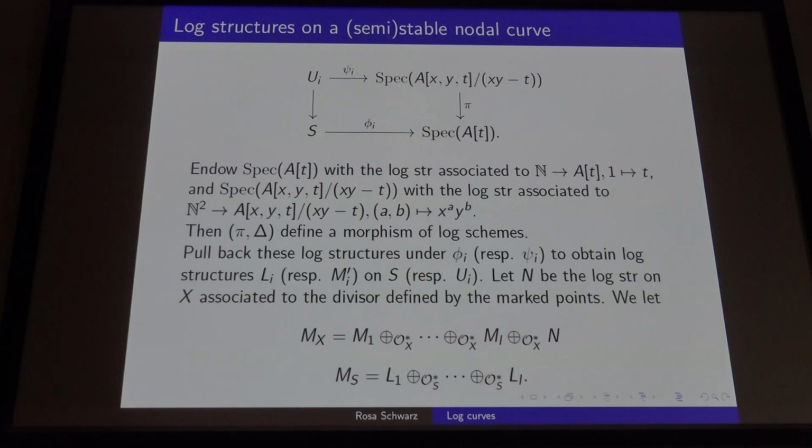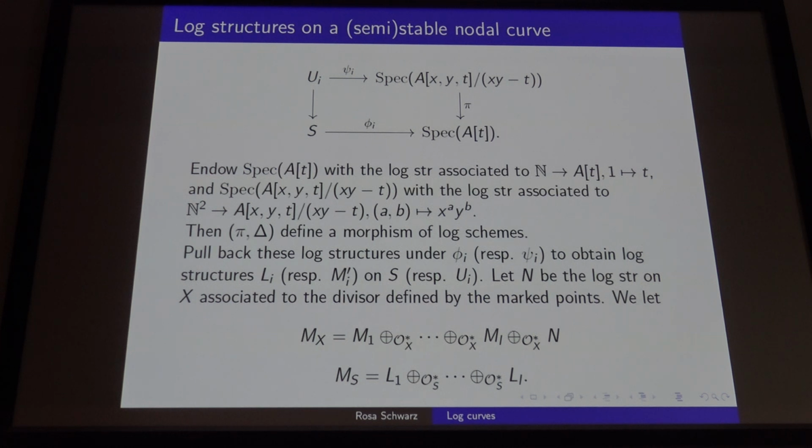And then we have these log structures on the right side, and we can pull this back to obtain log structures on the left side, naturally making the horizontal map strict. And if you pull back the log structure on spectrum AT via phi I, then you'll get a log structure on S. And if you pull back the log structure via psi I, you get a log structure on UI.